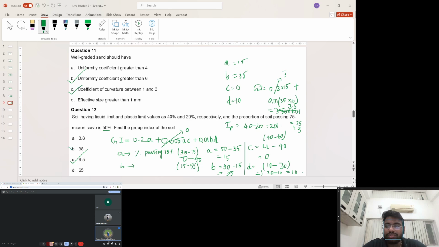So you can eliminate this option initially itself, since the values range from 0 to 20. 0 corresponds to very good soil and 20 corresponds to very poor grading. So that is the ideal understanding.